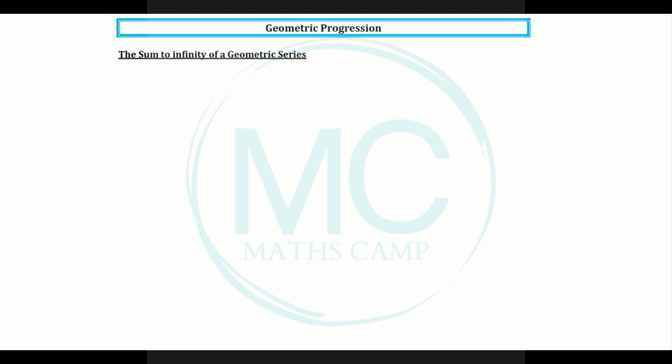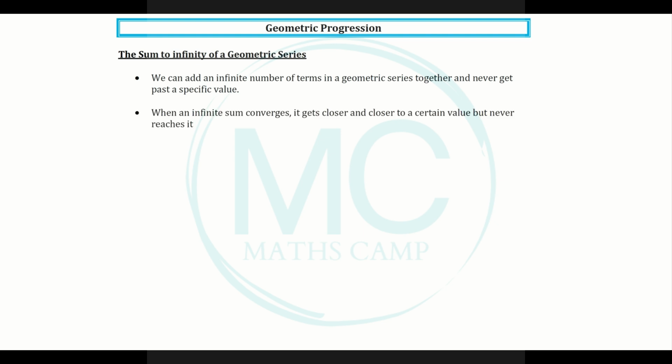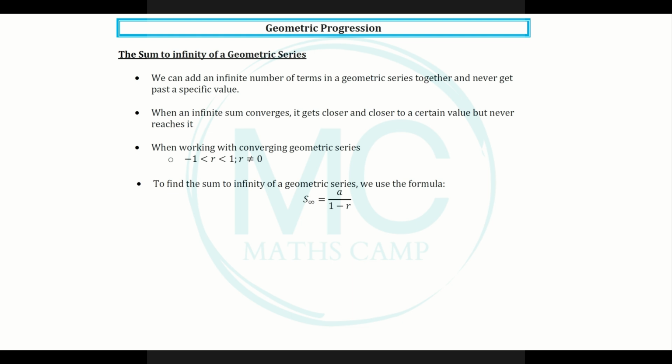Now I want to look at the sum to infinity of a geometric series. We can add an infinite number of terms in a geometric series, and we will never get past a specific value. When an infinite sum converges, it gets closer and closer to a certain value, but never reaches it. Remember that when working with converging geometric series, your common ratio R will be greater than -1, but smaller than 1, but will never be equal to 0. To find the sum to infinity of a geometric series, we use the formula. The sum to infinity is equal to a over 1 minus r.